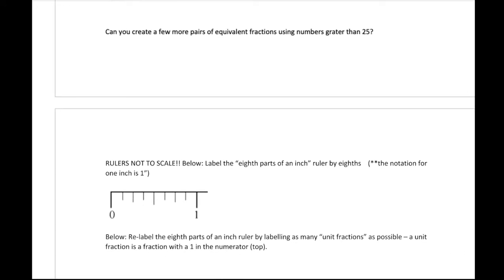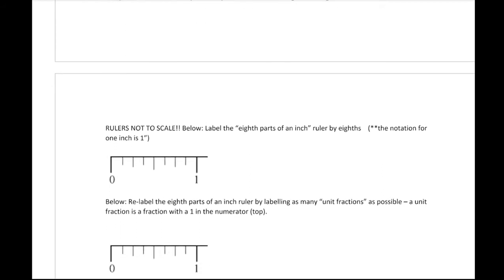Next, we're going to go back to the ruler measurements, or measuring in the imperial system, because when we're measuring things in the imperial system, we tend to use parts of an inch, and they can go anywhere from 1/2 to 1/16 of an inch. So we're just going to kind of go back and review that. So below, we're going to label the 1/8 parts of the inches. So basically we have 1/8, 2/8, 3/8, 4/8, 5/8, 6/8, 7/8, and a whole.